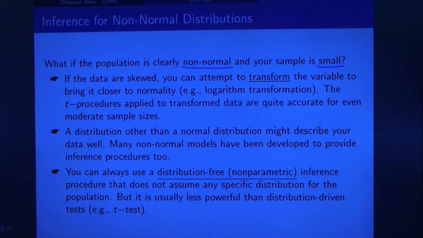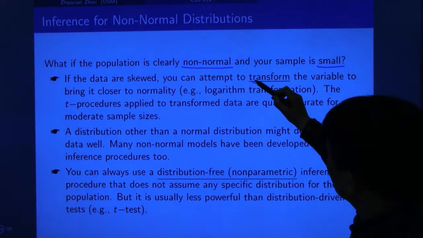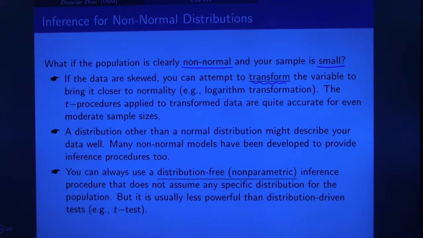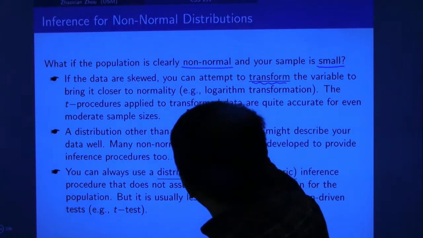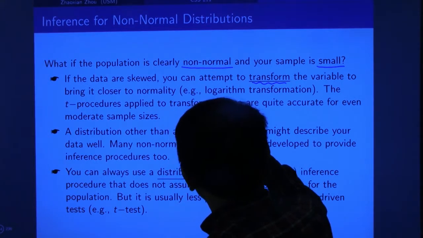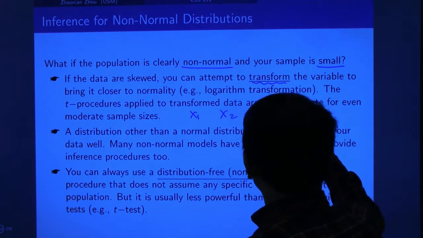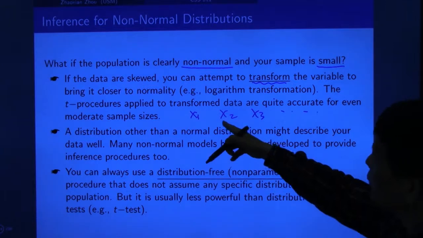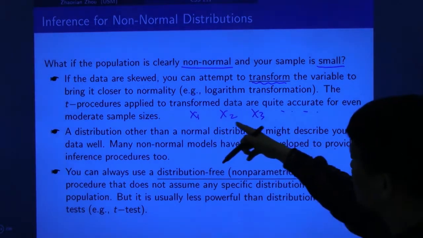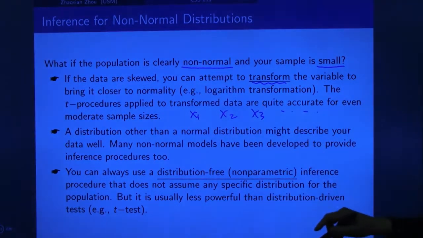The first one, if the data are skewed, we can use a transform method. We transform the variable to bring it closer to normality. For example, we can use a logarithmic transformation. For example, the data are given x1, x2, x3, and so on. And we know that the distribution of that set of data is not normal.